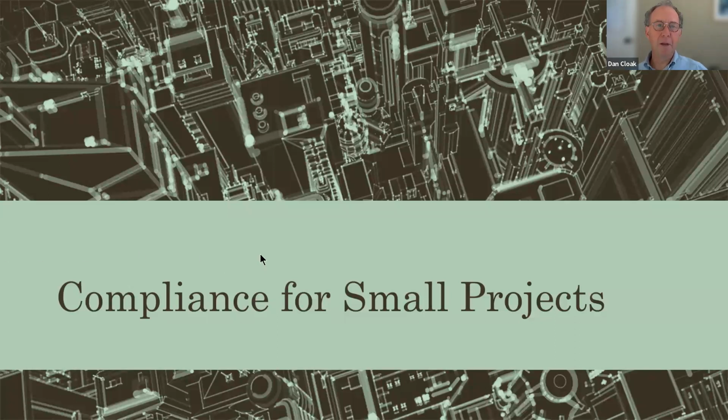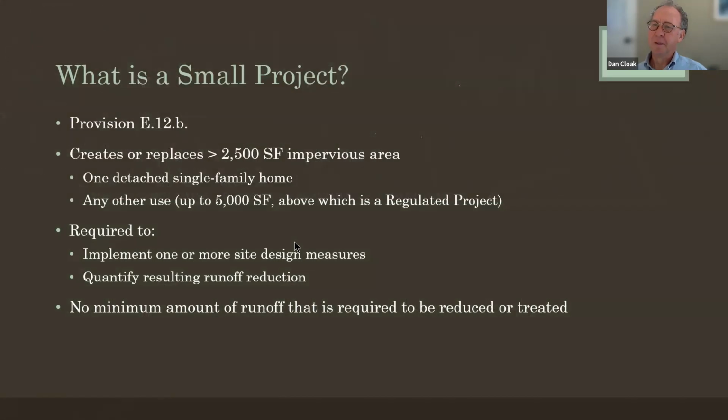Shall we get on to talking about compliance for small projects? So what is a small project? We covered this a little bit in discussing the table in chapter 1. It's a project that creates or replaces more than 2,500 square feet of impervious area. That can be either one detached single family home or any other use up to 5,000 square feet, where it becomes a regulated project.